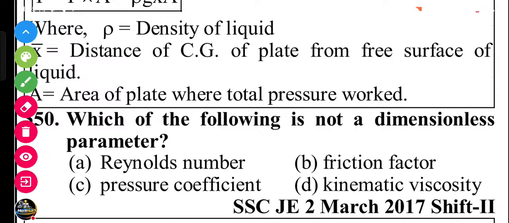Which of the following is not a dimensionless parameter? Reynolds number, friction factor, pressure coefficient, kinematic viscosity. Kinematic viscosity has dimensions. What is the dimension of kinematic viscosity? Please comment the answer in the chat box.